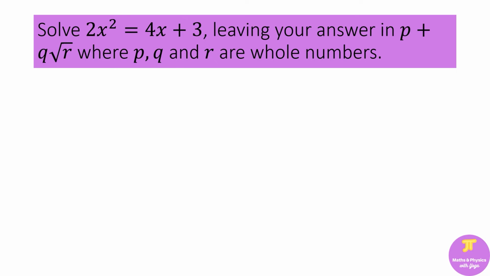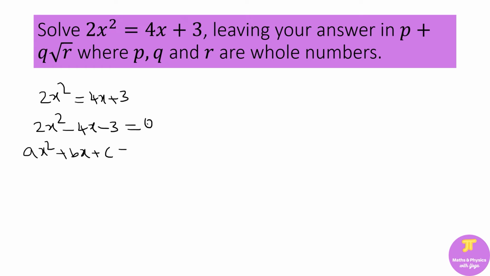Let me rewrite the question: 2x squared equals 4x plus 3. If you rearrange this equation, 2x squared minus 4x minus 3 equals 0. If you remember our formula, ax squared plus bx plus c equals 0, you know that a equals 2, b equals minus 4, and c equals minus 3.